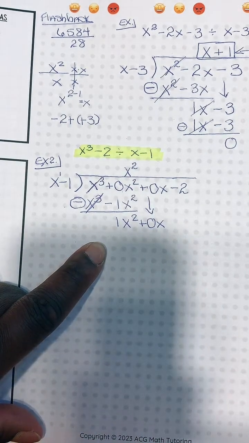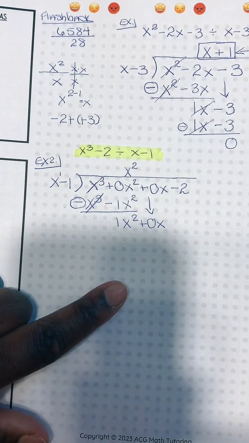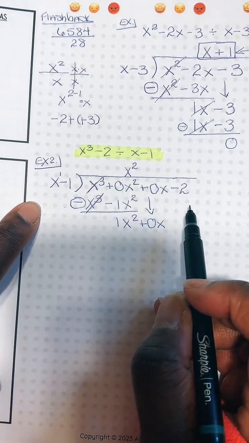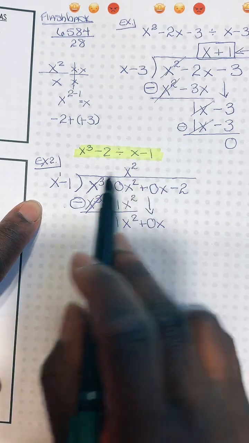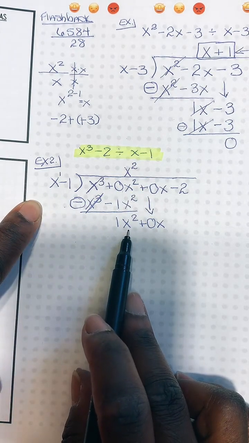So I'm going to change pens so we can kind of see the motion a little bit. So now we're going to do the process again. So what times x gives me 1x squared?